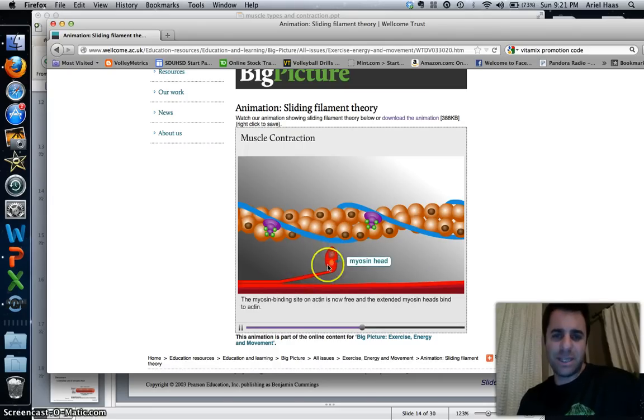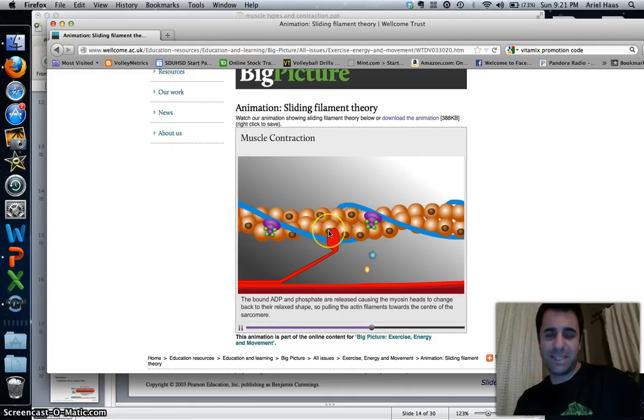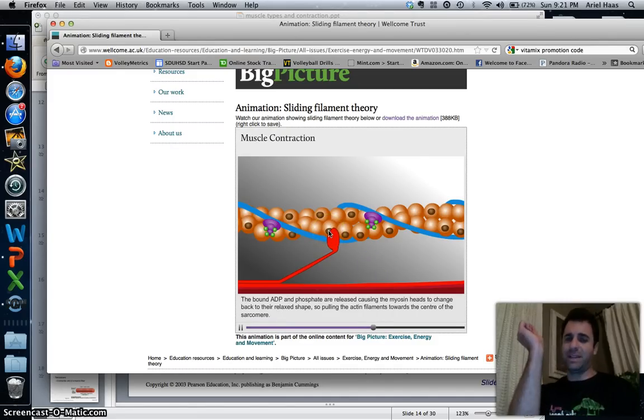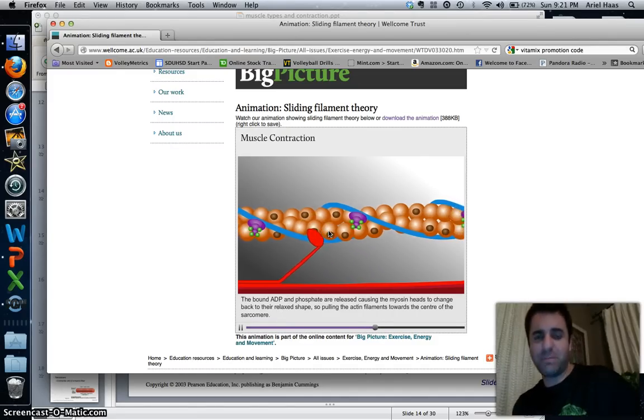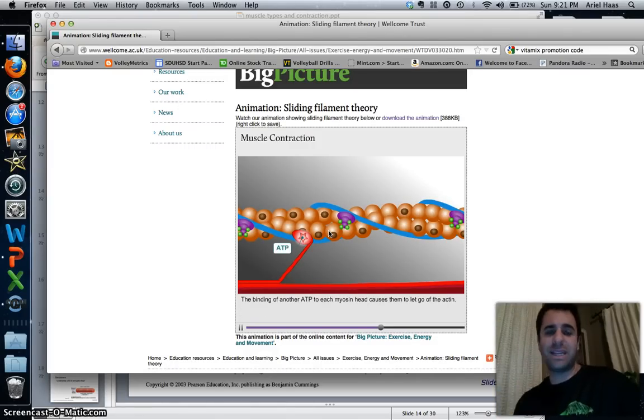And now we're going to see the myosin head, and here we have ADP and phosphate. So remember that I said that the myosin head has ATPase activity. ATP was broken down and released energy. The myosin head binds to that region, and then the head is going to return back to its resting state.